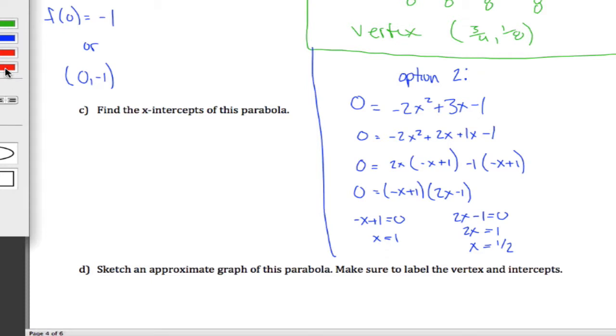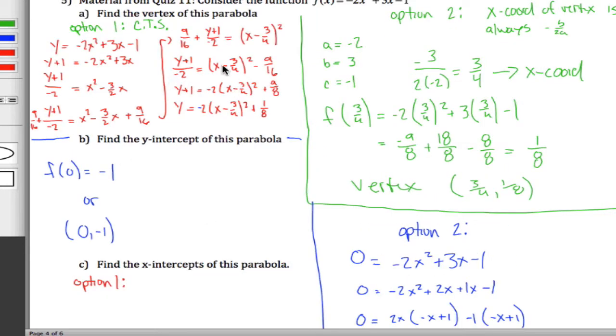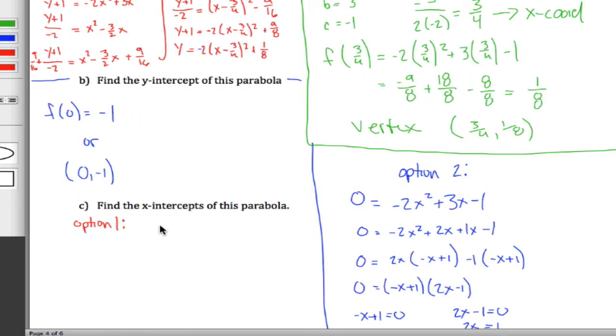Another option, calling this option 1, because it kind of corresponds with option 1 up here. Had you done all this work, what you have is that y is equal to negative 2 times x minus 3/4 squared plus 1/8. So how does that help you? Well, the x-intercepts happen when y equals 0. So I can make this y equal to 0. I could say negative 2 times x minus 3/4 squared plus 1/8 is equal to 0. And then solve this for x.